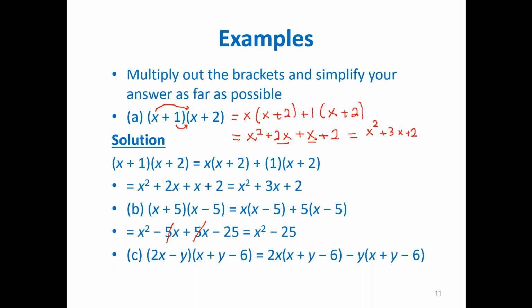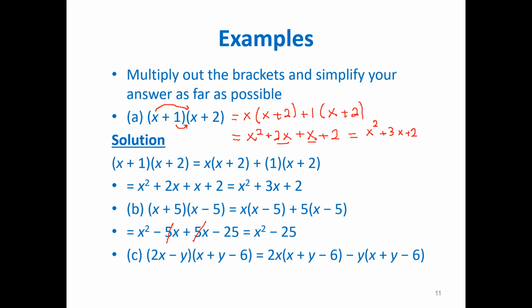There's one more example here, the same story. 2x minus y in one bracket, and the second bracket we have x plus y minus 6. So what you need to do is multiply 2x by the second bracket, as we wrote here, minus y multiplied by the second bracket. Okay, so I distributed these two terms on the second bracket. Now we have to expand these two brackets.